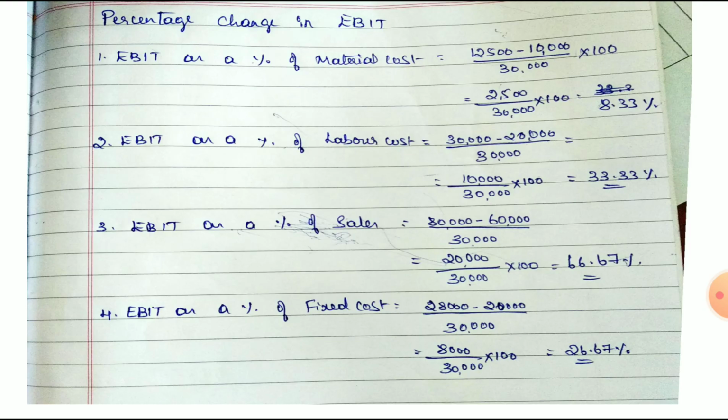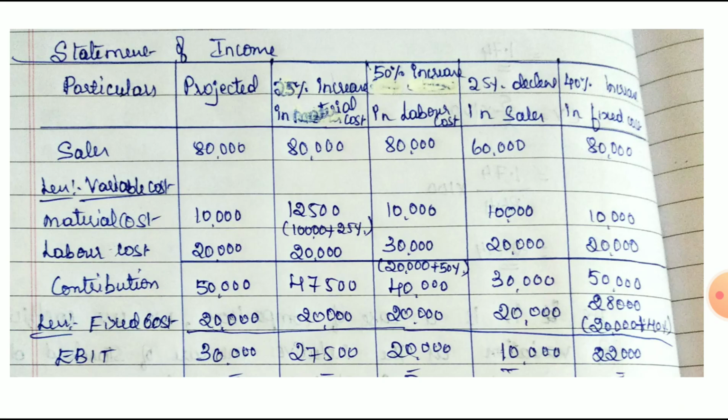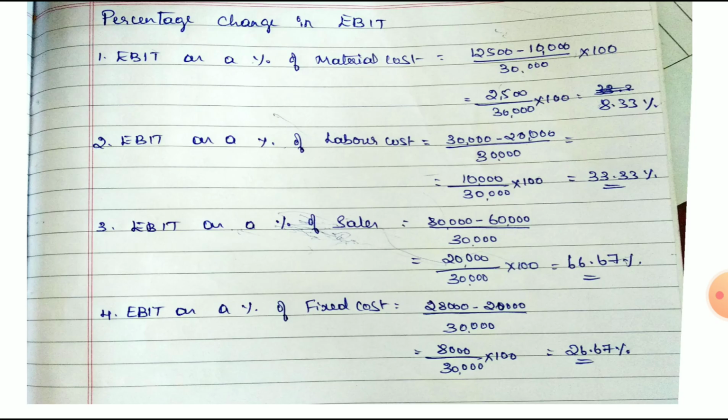So we are calculating the percentage change in EBIT for making the evaluation, because different situations are given. So here the calculation is different: change in EBIT as a percentage of material cost. First we have to take the difference of material cost. Initially material cost was 10,000. Now it is increased to 12,500. So 12,500 minus 10,000, that is 2,500, divided by the old EBIT 30,000, into 100. So 8.33%. So a 25% increase in material cost will reduce EBIT by 8.33%.